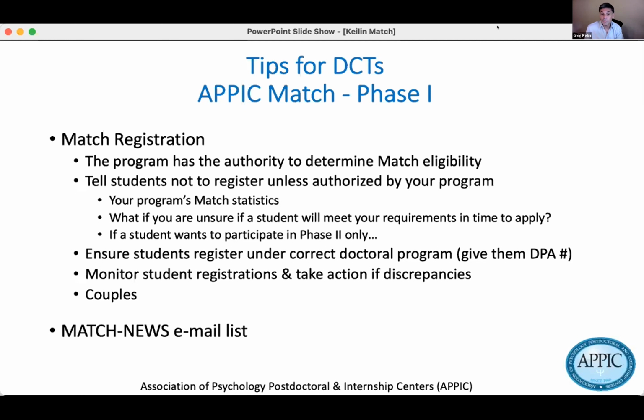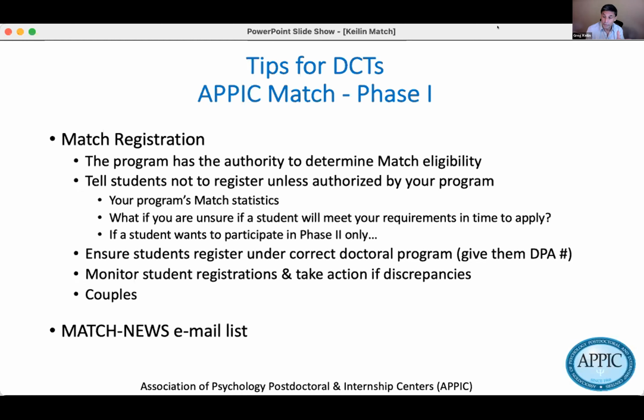Now, you should also ensure that your students register under the correct doctoral program, and that's a particular issue if you're at a university that has multiple doctoral programs in psychology, because sometimes students get confused. And we also ask you to monitor student registrations and to take action if there are discrepancies. Say someone from another program registers under your program, or an unauthorized student registers, we want you to pay attention to that and take action. NMS does send you lists of registered students in December and January, but you can access that anytime from the NMS website, and we really encourage you, and it helps us a lot, if you maintain that kind of vigilance.